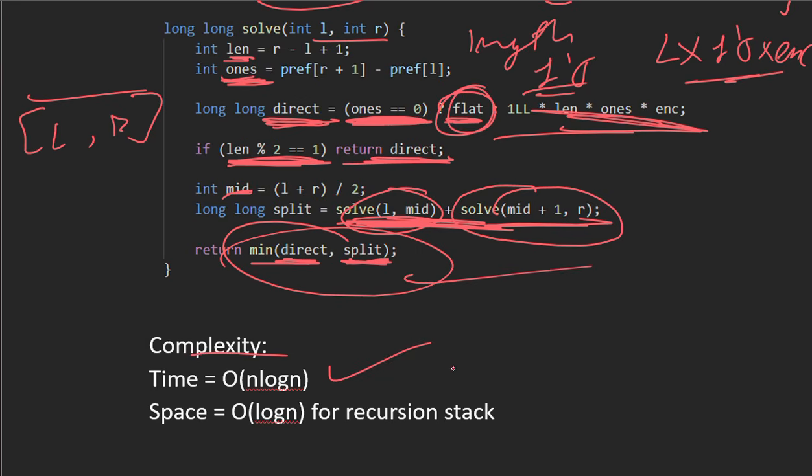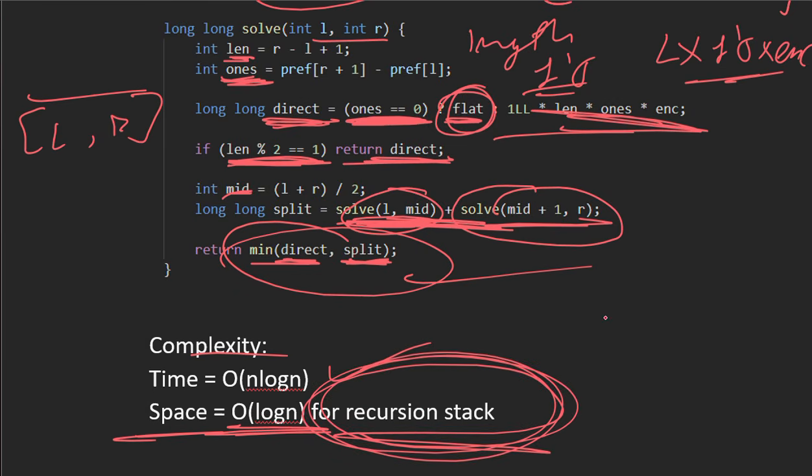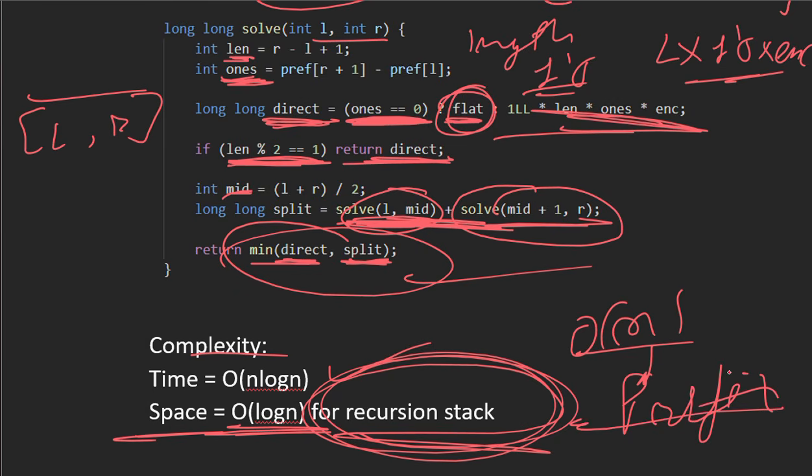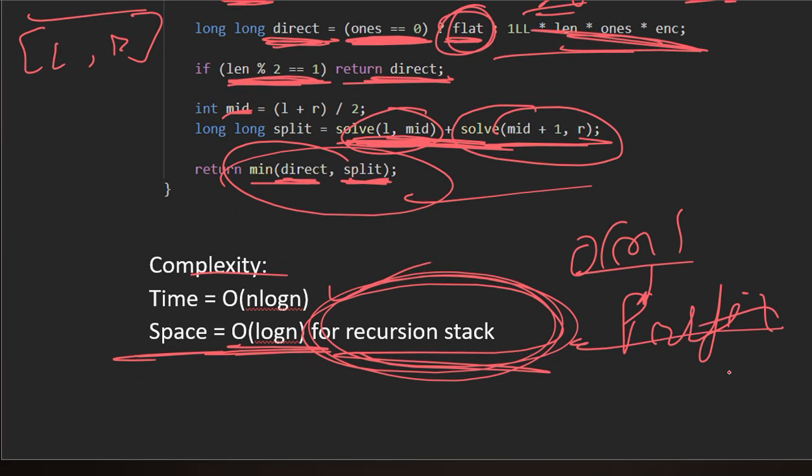The time complexity is O of n log n, and the space complexity is O of log n because we are using a recursion stack, plus O of n for the prefix array. I hope you also get this solution.